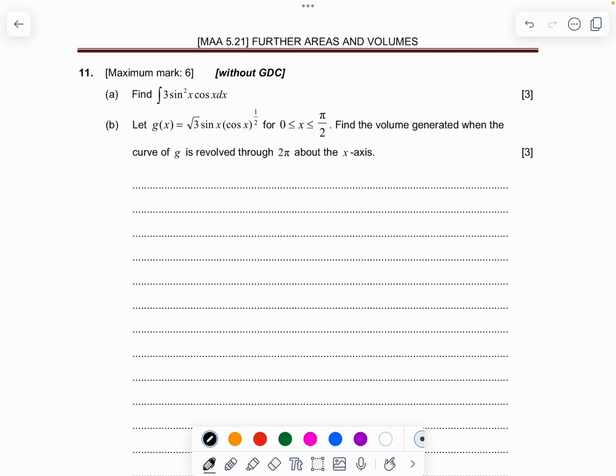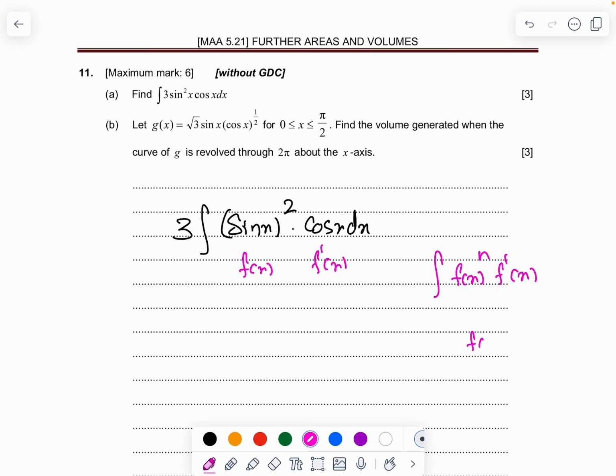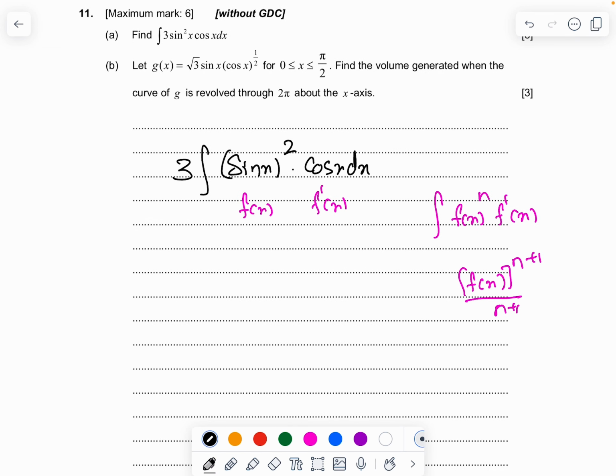Question number 11. Integral of (3 sin x) whole square times cos x dx. This is f of x and this is f prime x. We know the formula: f of x whole to the power of n times f prime x will be f of x whole to the power of n plus 1 upon n plus 1. So basically this will become now (3 sin x) to the power of 3 divided by 3 plus c, which is sin cube x.